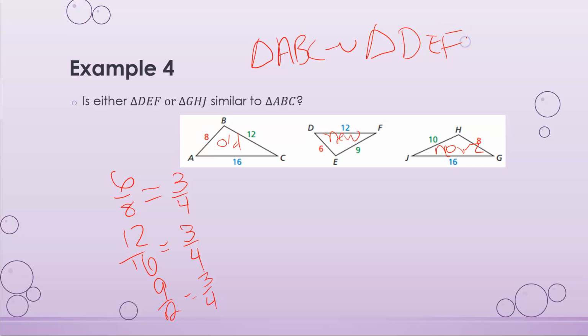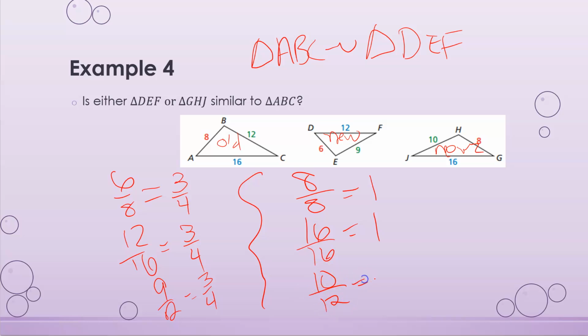And now I need to go check to see if it's similar to GHJ. So I have 8 to 8 for my red sides, which gives me 1. Then for my blue sides, I have 16 to 16, which also gives me 1. Then my green sides, I have 10 over 12, which gives me 5/6. Not the same, so this one is not similar.